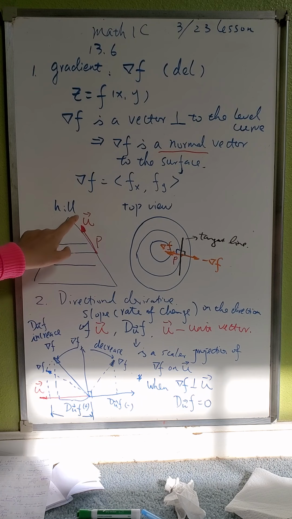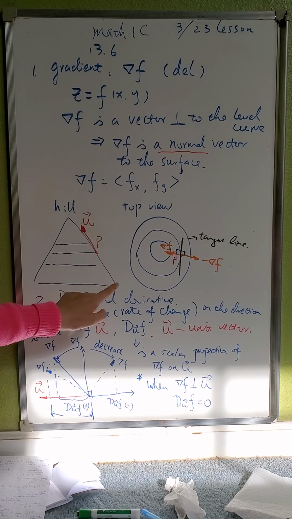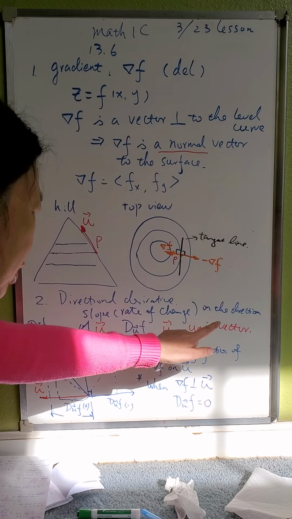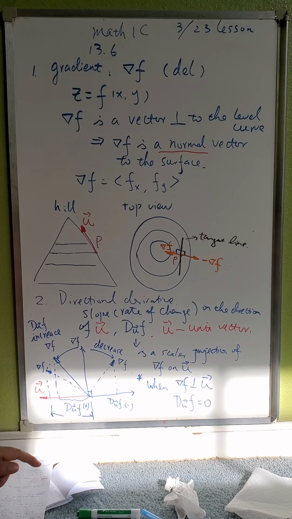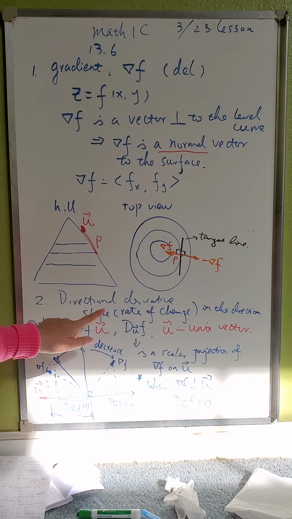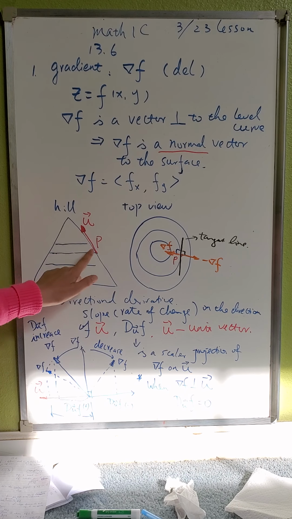It's one direction, u, here. I ask, what's the slope of this hill in this direction? Derivative means slope, which means rate of change. This is all the same thing. Directional derivative means finding the slope in the direction of u.